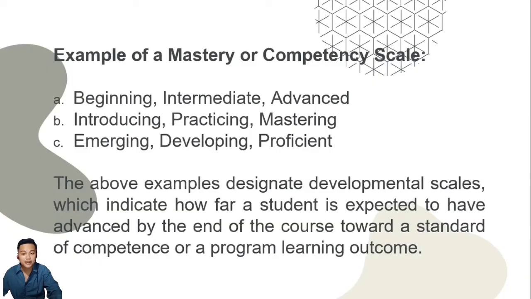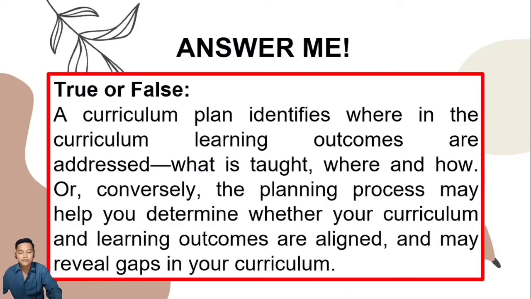So we have here another question. Same rules that we're going to apply. True or false? A curriculum plan identifies where in the curriculum learning outcomes are addressed, what is taught, where and how. Or conversely, the planning process may help you determine whether your curriculum and learning outcomes are aligned and may reveal gaps in your curriculum. So, identify if this statement is true or false. Again, you have 1 minute to answer this.